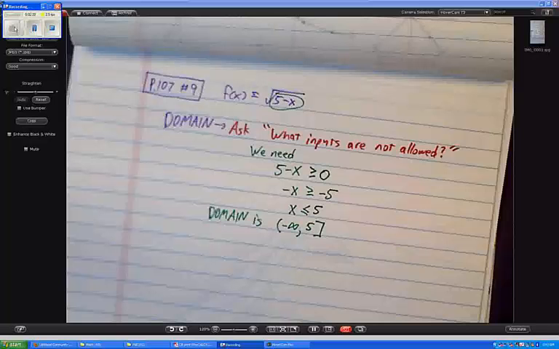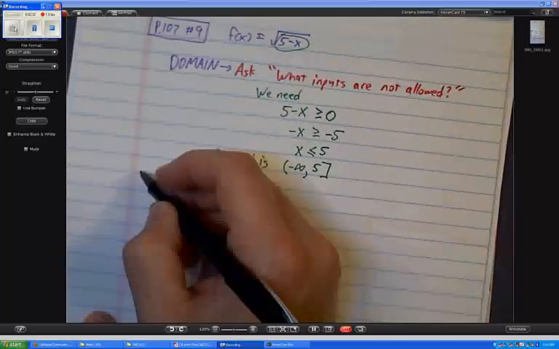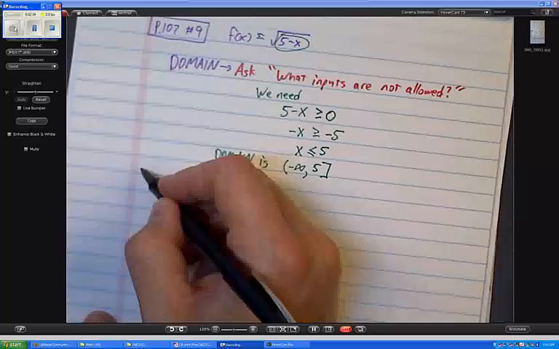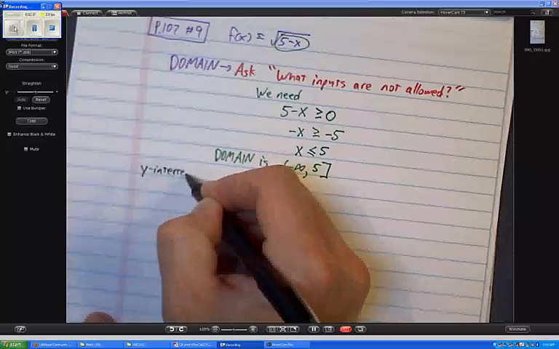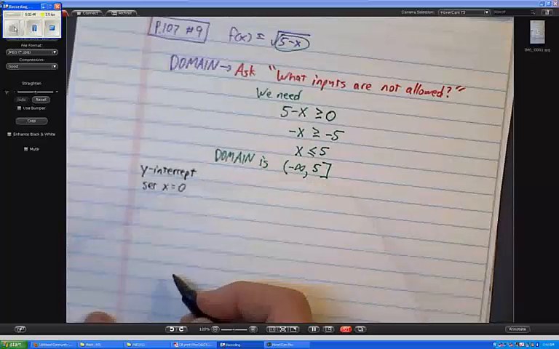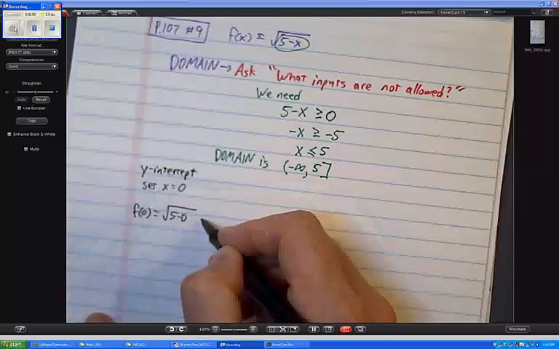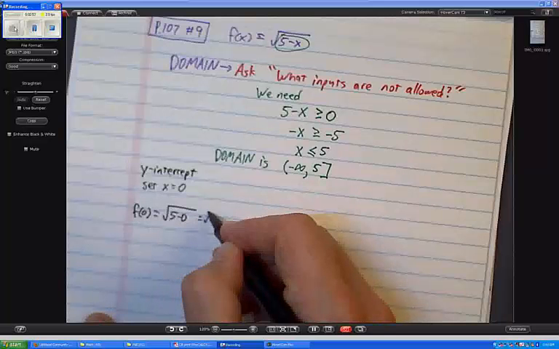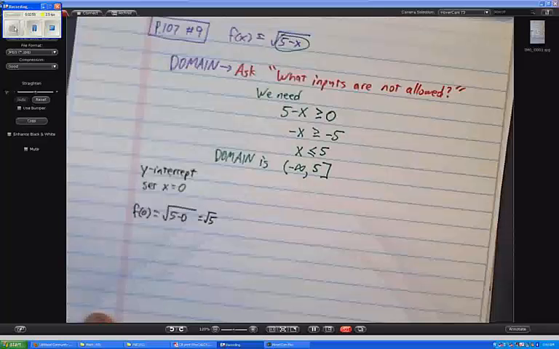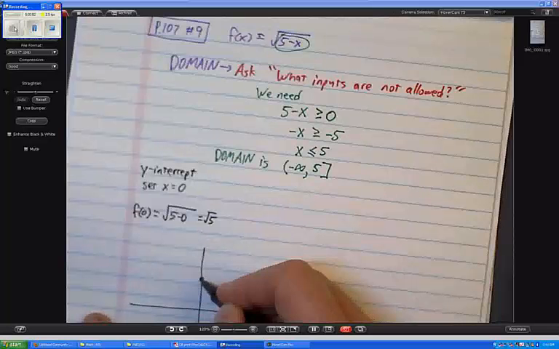And so now I want to talk about the graph. Well, not quite yet. They say identify any intercepts. Okay, I'll do that. So let's see. How do we get the y-intercept? Well, to get the y-intercept, I set x equal to 0. And so I get f of 0 is the square root of 5 minus 0, which is the square root of 5. Okay? So the y-intercept, I'm going to go ahead and plot it, is right around here. It's 0, comma, square root of 5.